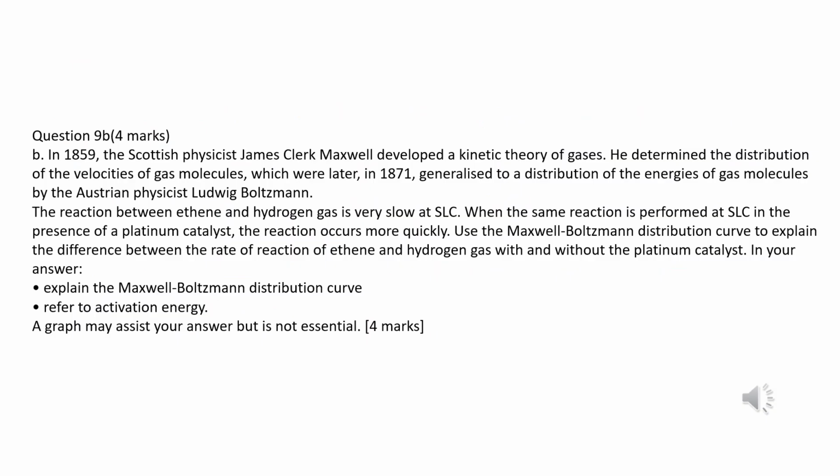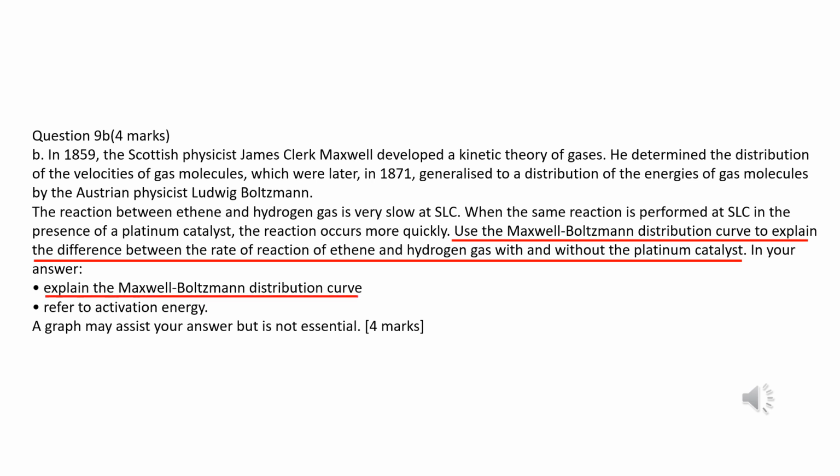Use the Maxwell-Boltzmann distribution curve to explain the difference between the rate of reaction of ethene and hydrogen gas with and without the platinum catalyst. The answer should include explaining the distribution curve and activation energy. Using a graph is a good idea, although it is not essential.